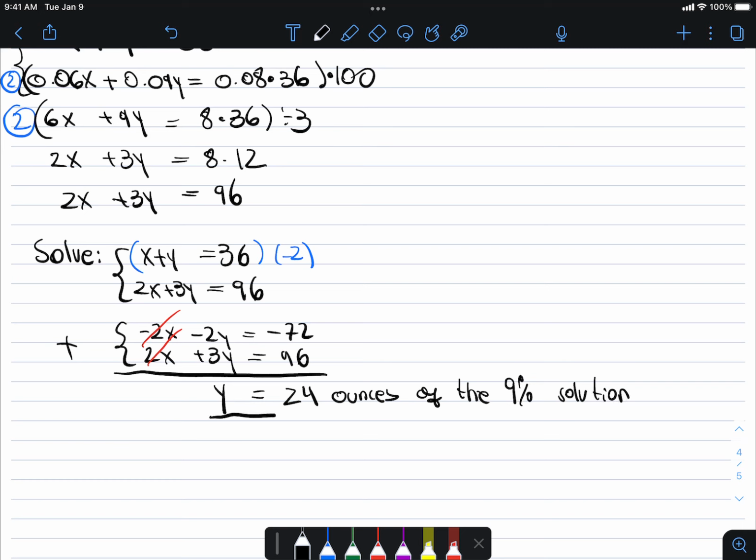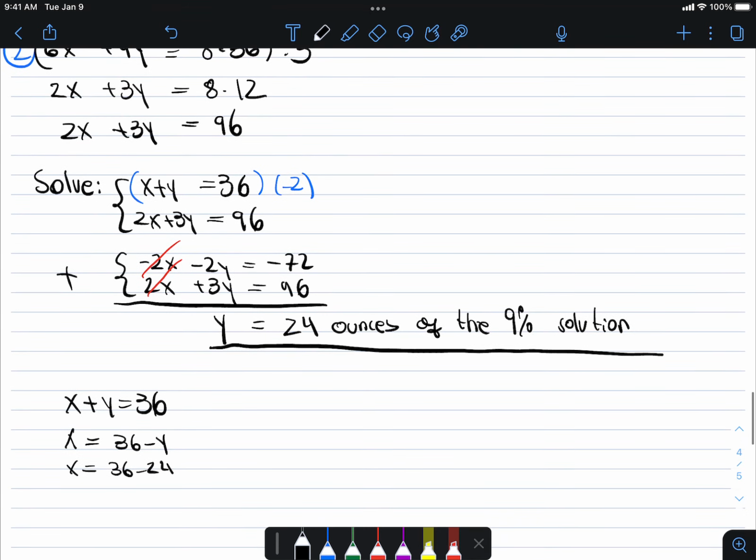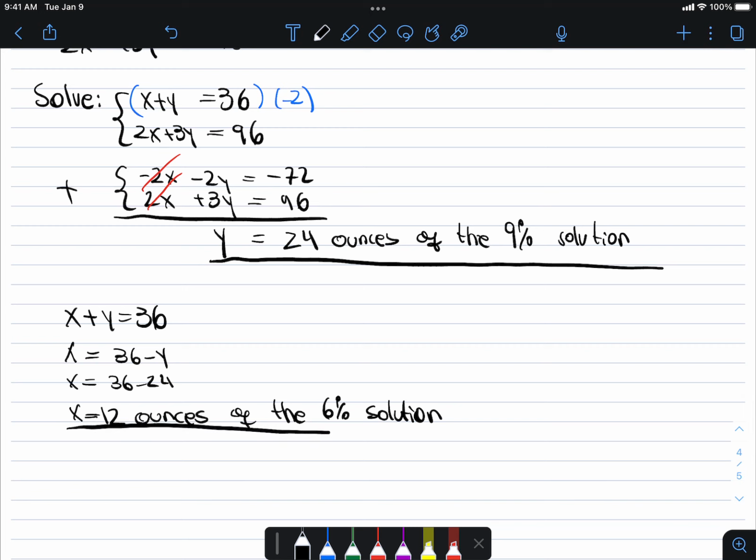And then the other part of the answer is found by going back to one of the equations. So for example, the first one, x plus y equals 36. That way I don't need to multiply anything. It's 36 minus y, so 36 minus 24, which for us will be 12. So that is 12 ounces of the 6% solution. And you've solved your problem. It's a very common problem in linear systems, so you might as well make sure you know how to do it.